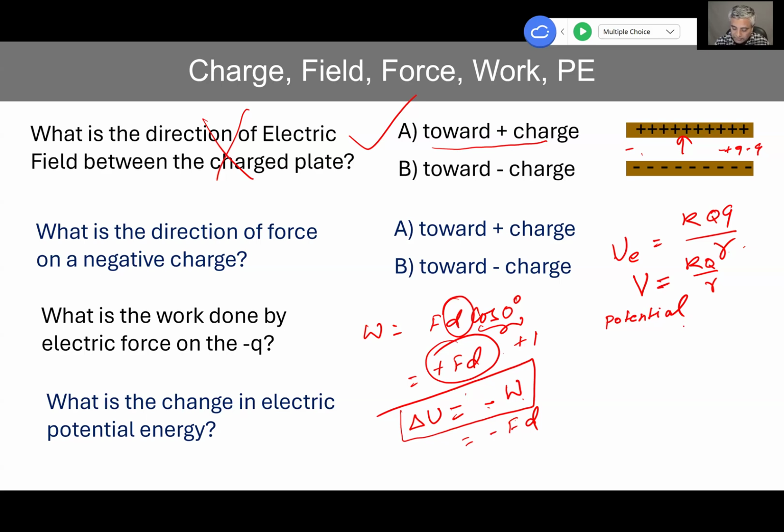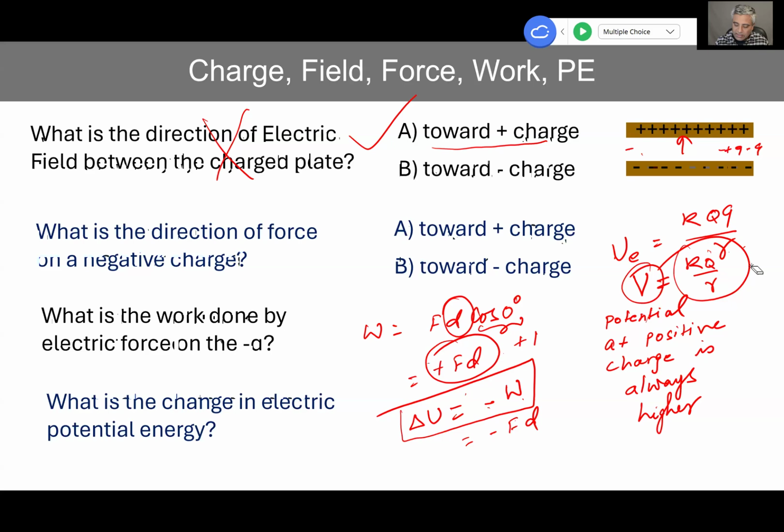So potential at positive charge is always higher than the negative charge. Okay. Why? Because when Q is positive, this thing becomes positive, so potential is positive. But when this Q is negative, let's say the source charge is negative, in that case, the potential becomes negative. So potential and potential energy are scalars, they are not vectors. So the negative sign actually means less than the positive, like ordinary numbers, okay? So those are the things about potential energy, force, field, and so on.